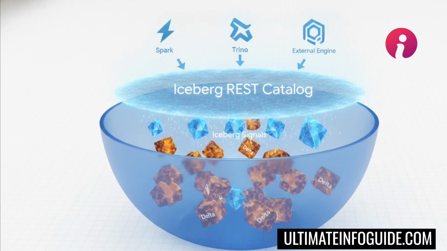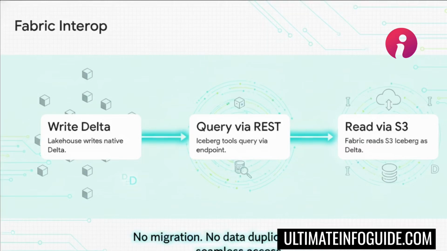Microsoft Fabric's OneLake now exposes an Iceberg REST catalog endpoint. Delta is still absolutely Fabric's native format. Every lakehouse and warehouse you build there writes Delta by default. But OneLake basically just virtualizes it for you. Let's break this down into 3 super simple steps to prove how seamless this bidirectional interoperability really is.